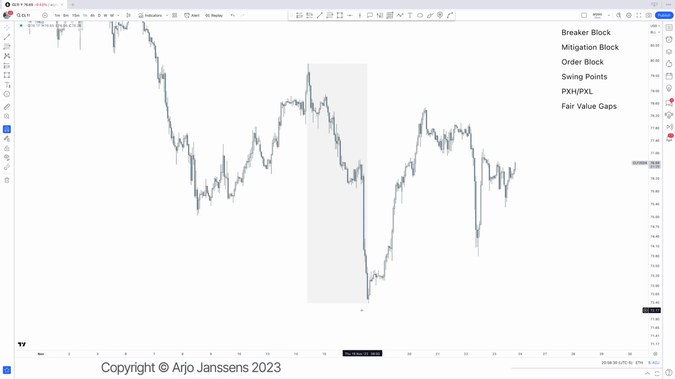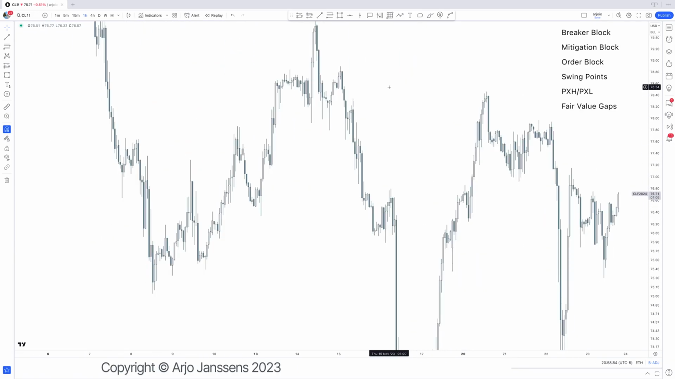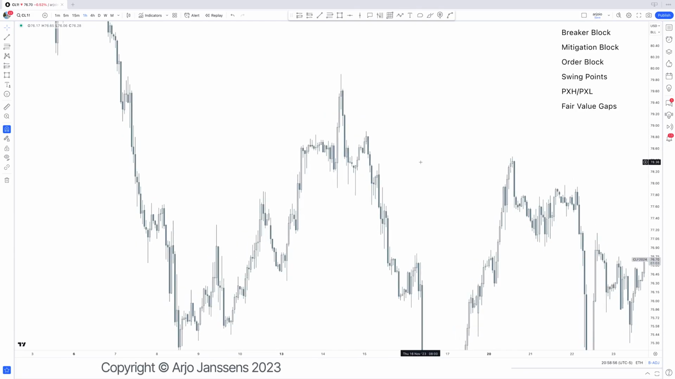What I mean by that is that a leg starts off with a breaker block. Then there is a mitigation block. Then there is an order block. In between them, there are swing points, previous X high, previous X low, fair value gaps, etc. But the first three, they are in the right order. So right here, the first reversal point is always a breaker block. That's always what we want to ideally use, a breaker block.